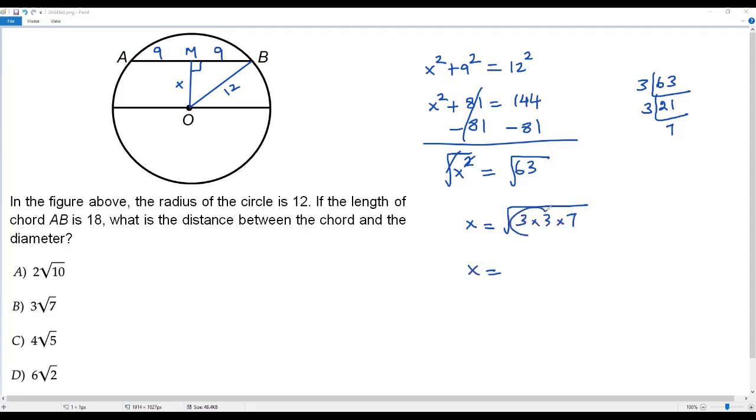Okay, so for every two same numbers multiplied inside the square root, one number can be taken out of the square root. So for these two 3's, 3 can be taken out of the square root. Then I'm getting 3 times the square root of 7. So now I got the value of x. The value of x is 3 times the square root of 7 units. Actually, x represents the distance between the chord AB and the diameter of the circle. So the distance between the chord and the diameter in the given figure is 3 times the square root of 7. We find 3 times the square root of 7 in option B. So the correct answer choice for this question is option B.